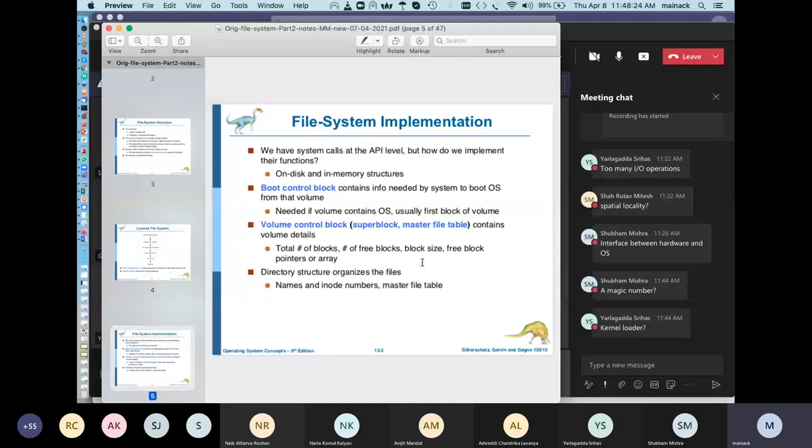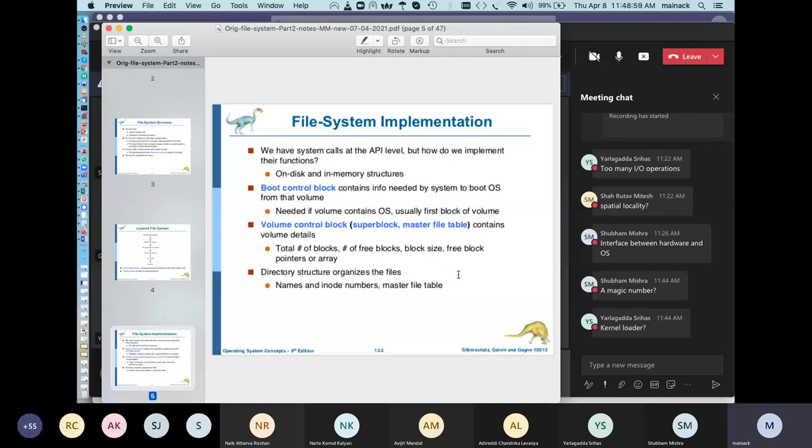Meaning that if you're in that partition and you're creating a movie file, it will just go to this volume control block, which is also called the superblock or master file table, MFT. Superblock is a name I really like. It is used in Linux. It basically tells me where I should write my 3 GB .mkv movie file. The volume control block will calculate and say, I have this number of free blocks, each free block has this particular size, and here are the pointers, so you can write it there.